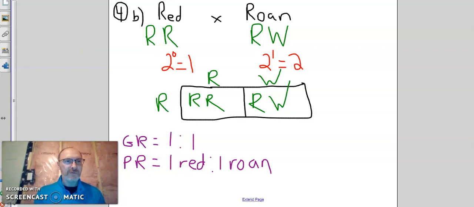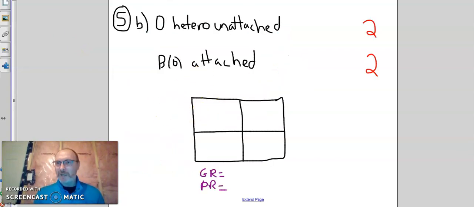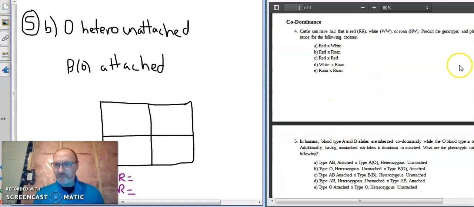So let's jump to the next question here, and that's question 5b. In humans, blood type A and B alleles are inherited codominantly, while the O blood type is recessive. Additionally, having unattached earlobes is dominant to attached. What are the phenotypic ratios for the following crosses? Okay, so question B here is type O, heterozygous, unattached, crossed with type BO, attached. Okay, so let's look at that.